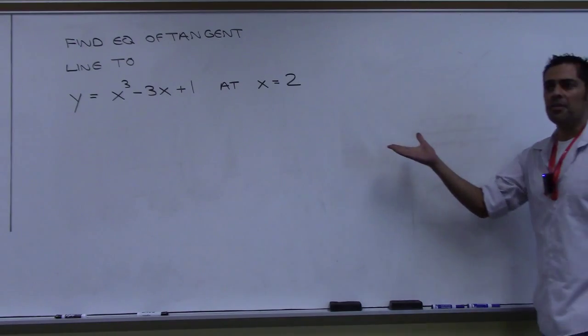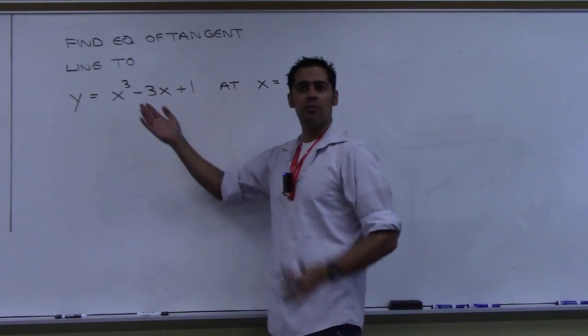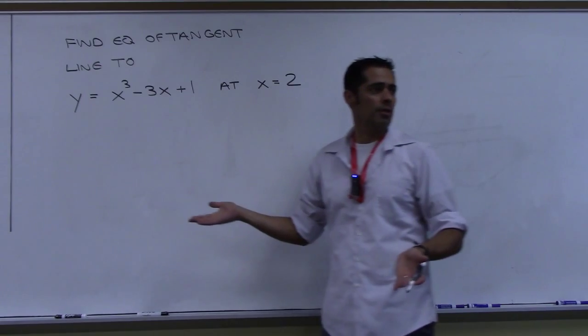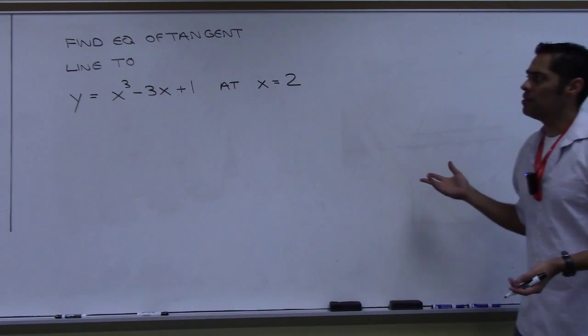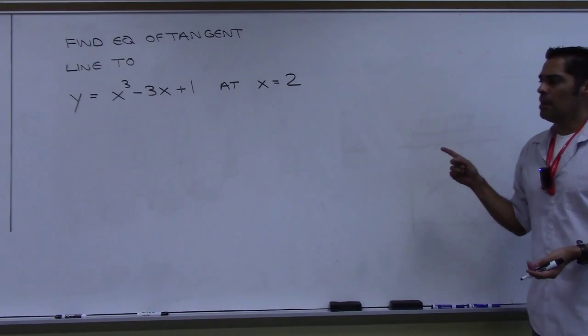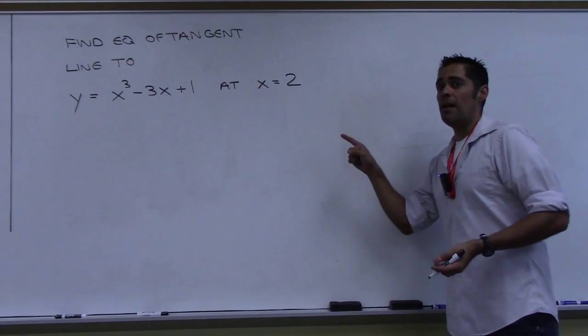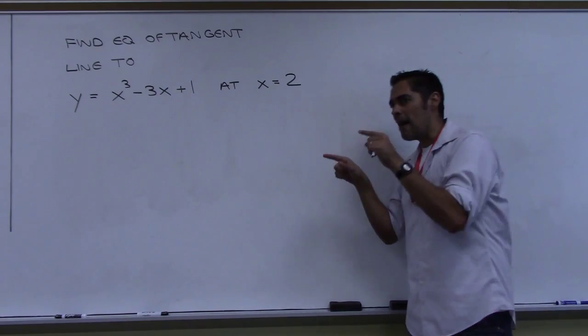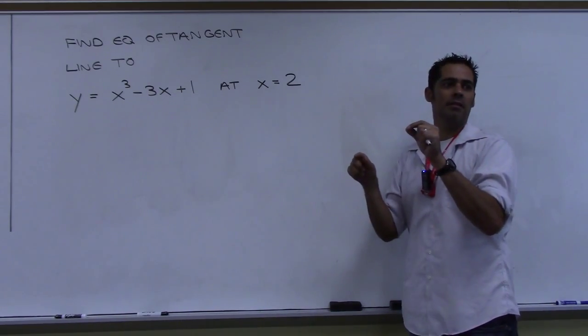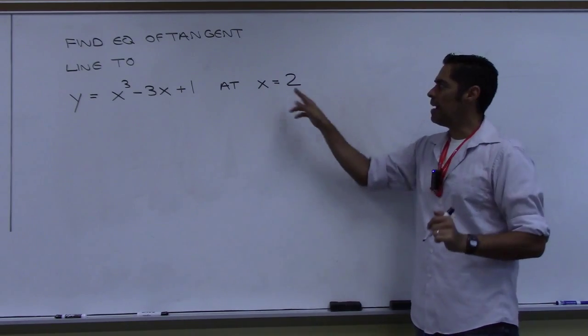So we can graph this, right? This is a polynomial function. We could have the computer graph that for us, couldn't we? And what we're going to do is try to find the equation of the line that touches that graph at a single point, with an x value of 2.